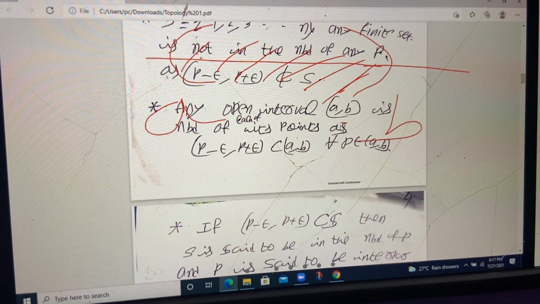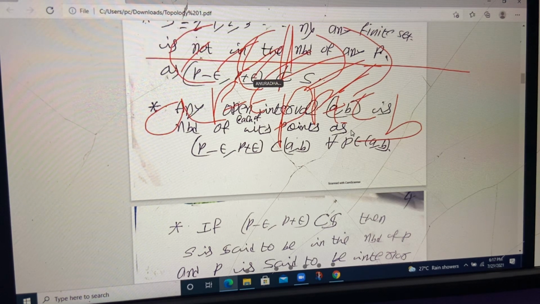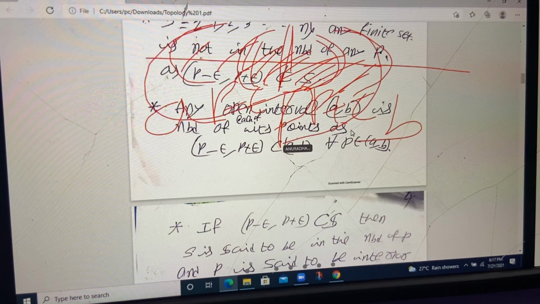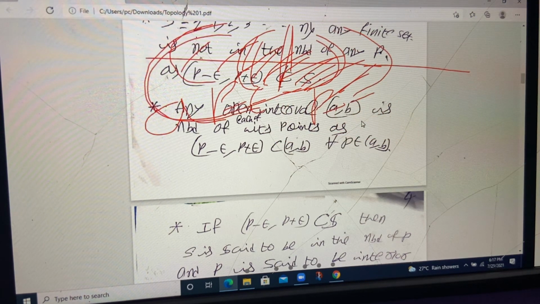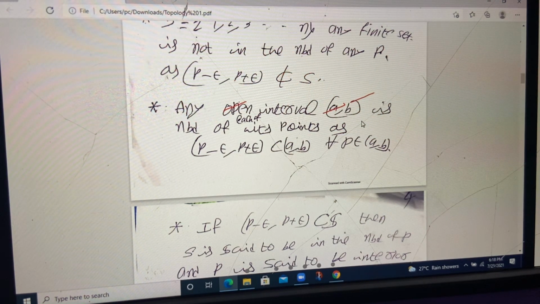So if you take any point P in between the open interval, then P minus epsilon and P plus epsilon contains infinitely many reals. This is totally contained within this. Therefore, we say that every point of the open interval is an interior point. Not only that, the open interval is in the neighborhood of every point. So every point of P is an interior point, and second, this open interval is in the neighborhood of each of its points.